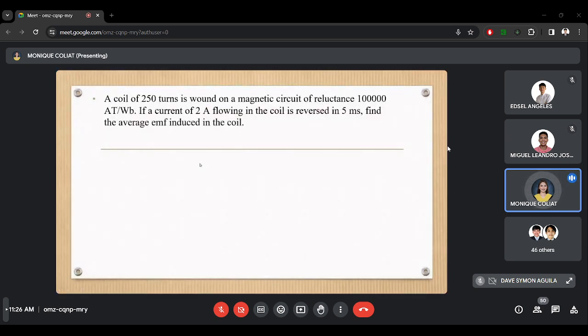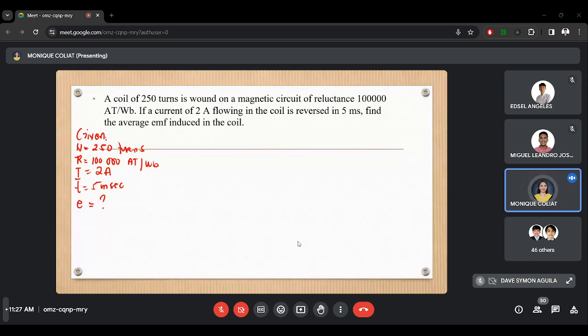Okay, so again, get all the given parameters. 250 turns. We have the reluctance of 100,000 ampere turns per Weber. Our current is 2 amperes flowing in the coil and it is reversed in 5 milliseconds. Find the average EMF. So, E again.